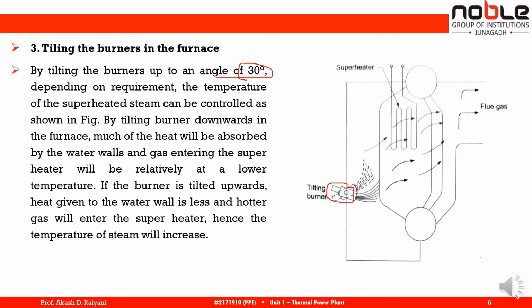By tilting the burner downwards in the furnace, much of the heat will be absorbed by the water walls and the gas entering the superheater will be at a relatively lower temperature. If the burner is tilted upward, then the heat given to the water walls is less and hot gases will enter into the superheater, hence the temperature of the steam increases.